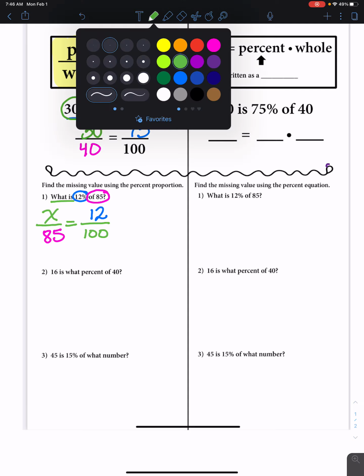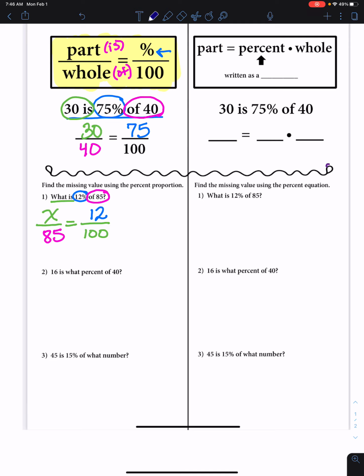From that point, you can just use your proportion skills to solve. So I'm going to multiply 100 times x and 85 times 12. You can use your calculator to do the 85 times 12 to get 1,020. And then since x is being multiplied by 100, the opposite operation would be to divide by 100, and we're going to get x equals 10.2. And that would be your answer.